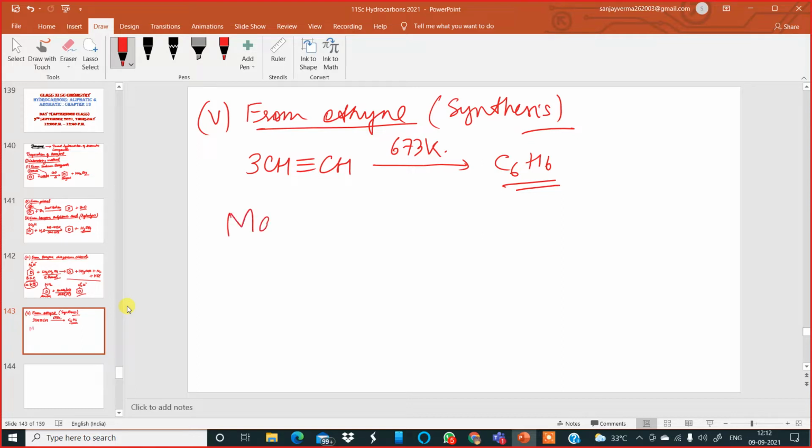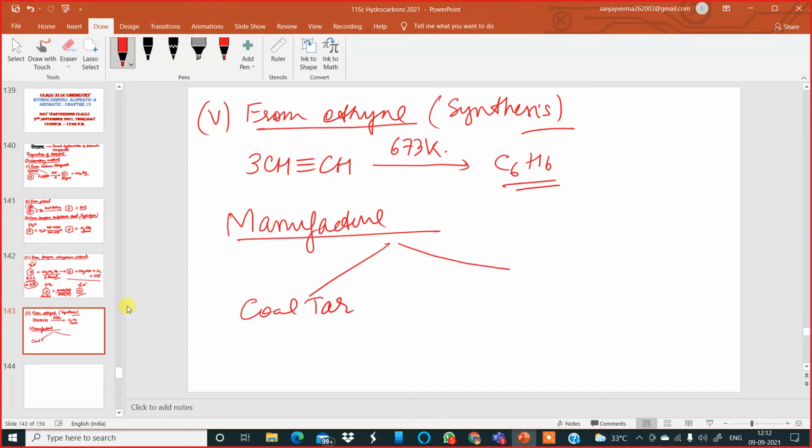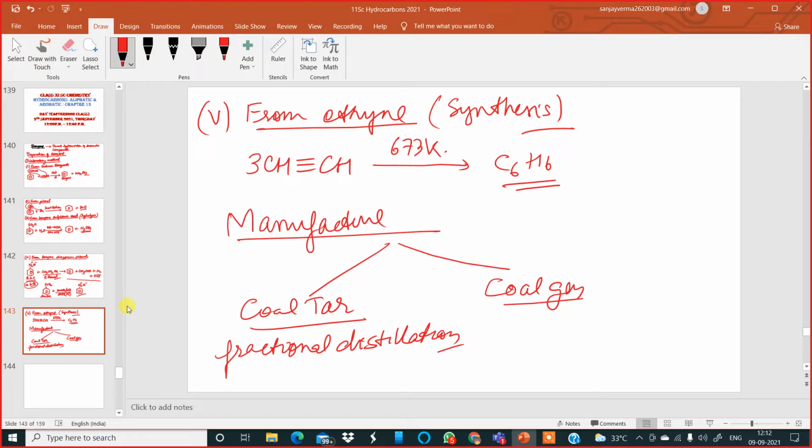The manufacture of benzene is done from two things over here: one is from coal tar, another one is from coal gas. We apply several methods, but the principal important method is fractional distillation, so distillation of coal tar. Similarly, the same thing happens in the case of coal gas also.